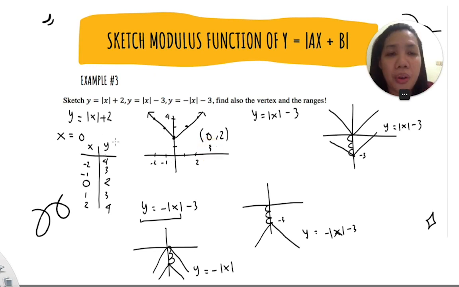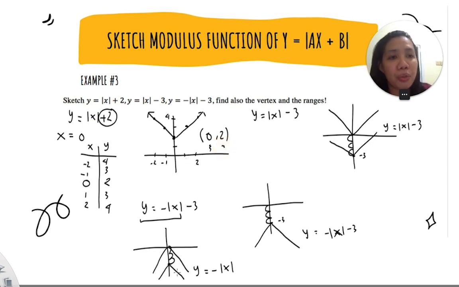And then for the y coordinate of the vertex, you can get it from the number after the absolute. In here you have 2. So the y coordinate of the vertex is 2. So we have here 0, 2.